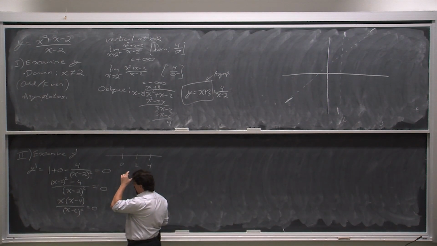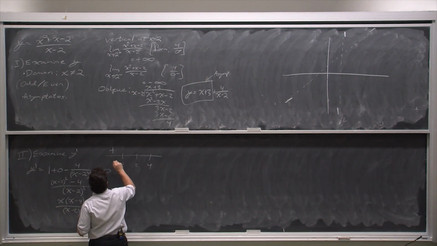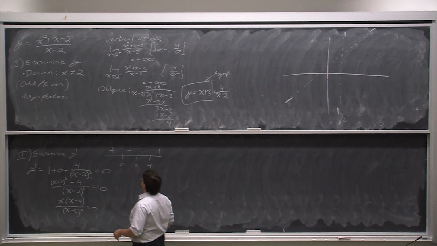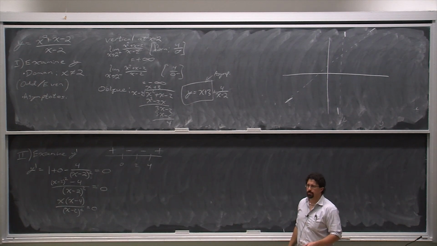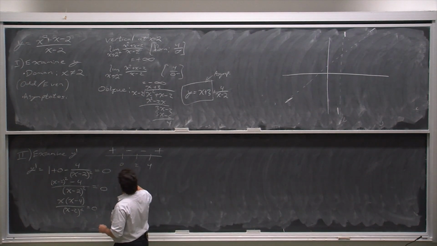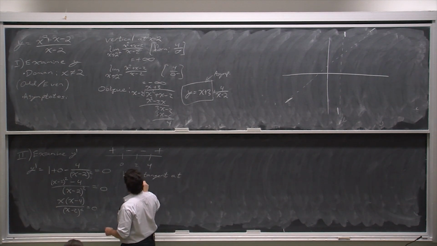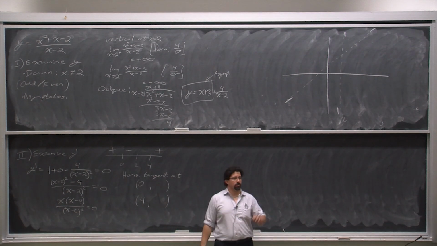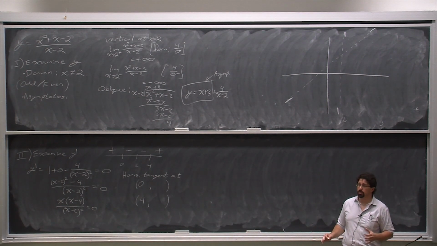So what do we have over here? When x is a very large negative number, everything positive, negative, negative, positive. Okay. So we have a horizontal tangent at x is equal to 0 and x is equal to 4. Find those points. Okay, those are the important points.